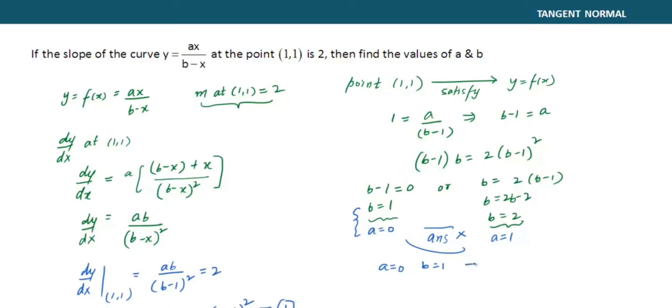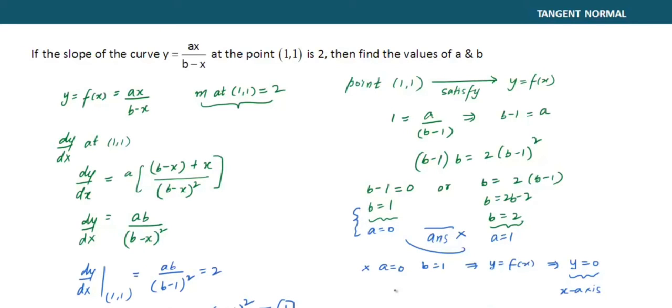If you put that in the y equal to f(x) component, can you see that your y will become equal to 0? Because it is ax upon (b minus x), that means it's a constant function, or we can say this is nothing but the x-axis. So it cannot have a tangent at point (1, 1). That is the problem, because (1, 1) will no longer lie on this particular line. So that means this answer is not correct.